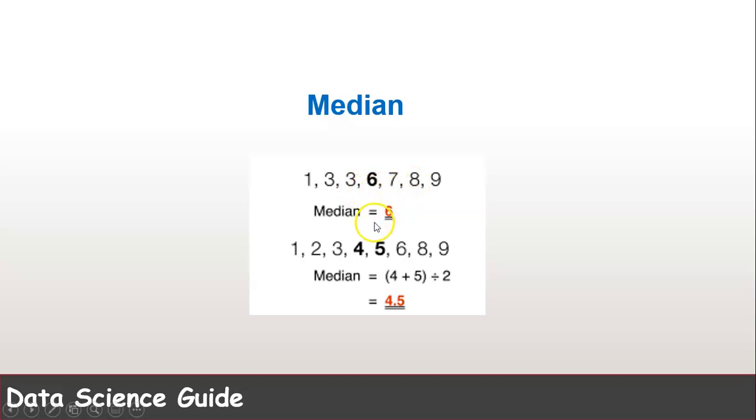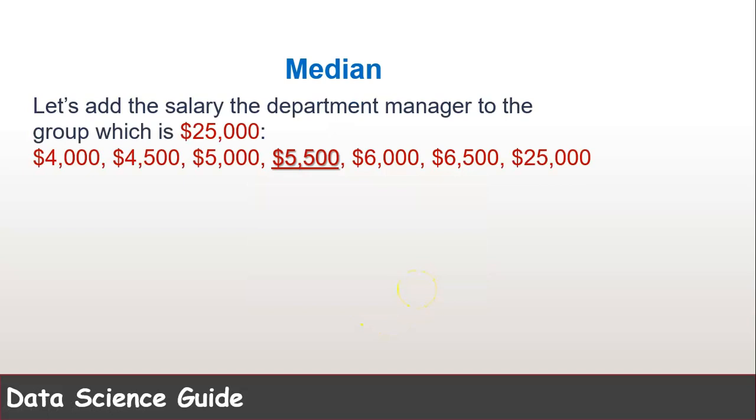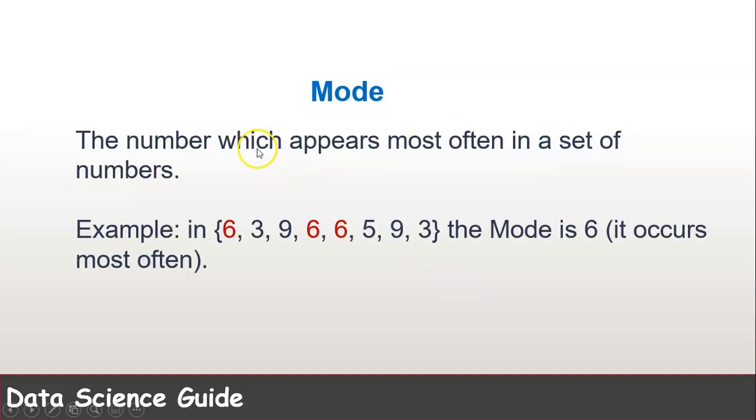What if we have an even number, like in this case we have 8 values? In this case we take the two numbers in the middle, find their sum, divide by 2, and we find the median, which is 4.5. If we go back to the same example of the salaries in that department, median can give us a better indication about the salaries in that population because it still shows us the value in the middle, which is 5,500.